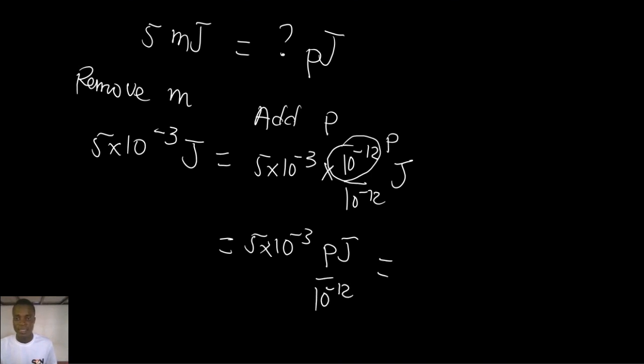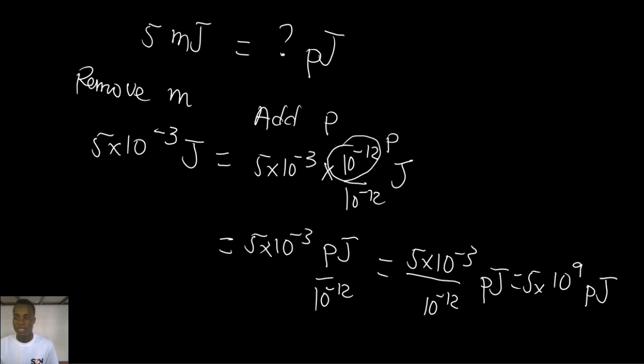So if you do that, the -3 will be associated with this decimal component, so picojoules. Now we have to simplify this. If you simplify, the decimals will be 5 times 10 to the power -3 minus -12. That will give you 10 to the power 9 picojoules. So this becomes our final answer for this example.